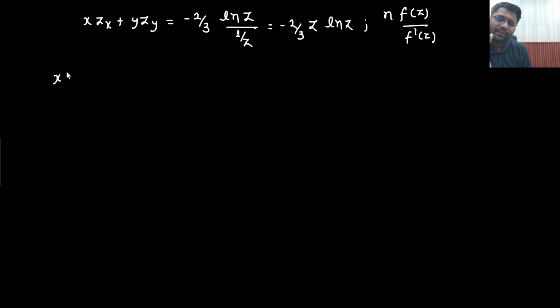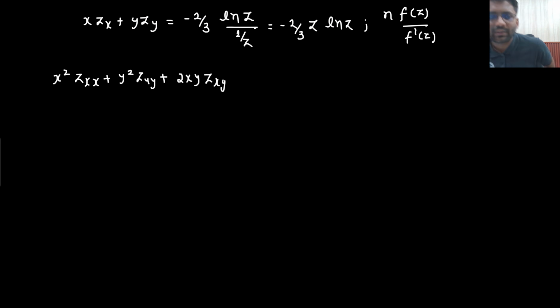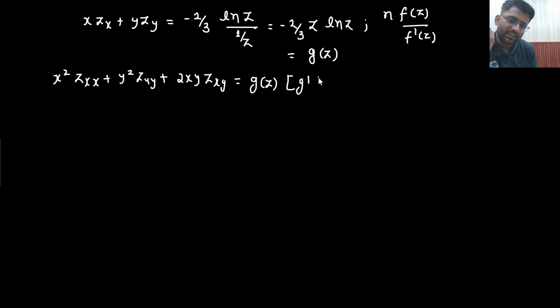Now next I need to find out x square zxx plus y square zyy plus 2xy zxy. This is what we need to find out, right? 2xy zxy. So for that, sir, no intuition, no understanding, nothing. Only, sir, you have told a trick, or a method. Assume it as gz, put gz as it is, differentiation inside minus 1. So minus 2 by 3 z ln z, and now I need to put the differentiation here.